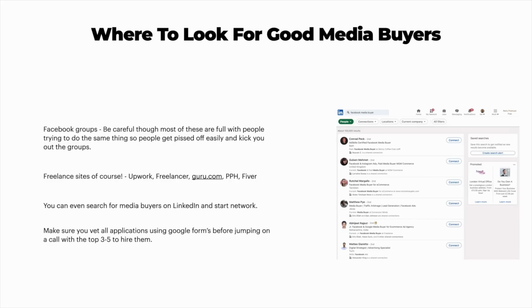Basically what you want to do is make sure that you vet all applications using Google Forms. So create a Google form and ask very qualifying questions to these media buyers based on the results they've got, how long they've been a media buyer, if they're an agency owner and stuff like that, to vet them before jumping on a call with them. Then jump on a call with the top 3 to 5 of those application forms that get completed, and hire just one of them if you only need one media buyer.